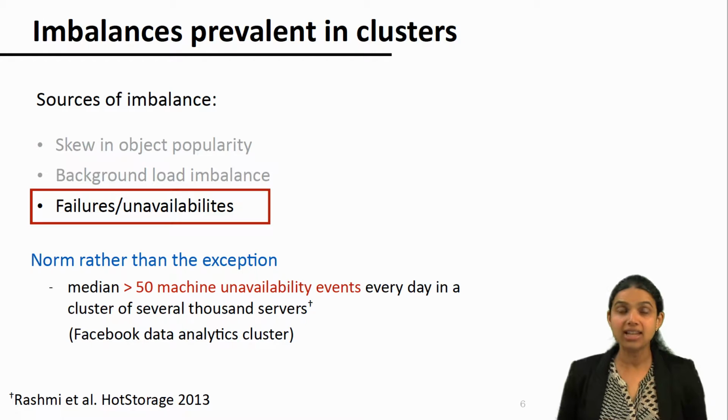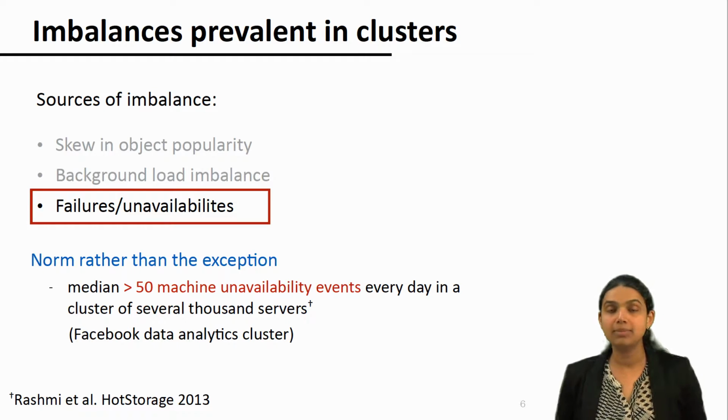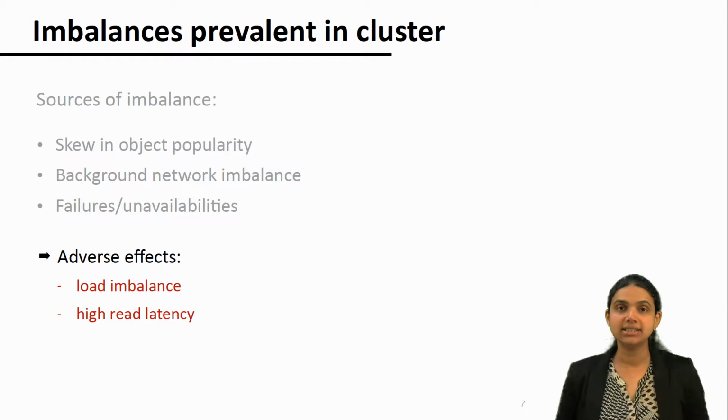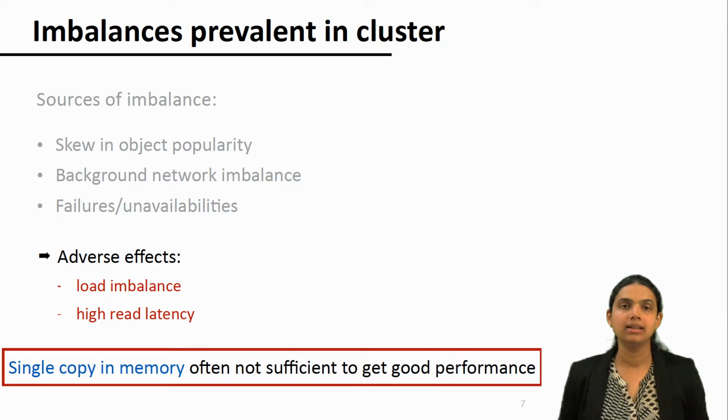In addition, there are failures and unavailability events occurring frequently in clusters. In one of my earlier works, we measured failure statistics from Facebook Data Analytics cluster, comprising of several thousands of machines, and observed that a median of more than 50 machine unavailability events occur every day. All these factors lead to imbalance in load in terms of the amount of data served across the servers, as well as degrade read latency performance. Hence, having a single copy in memory is often not sufficient to get good performance.